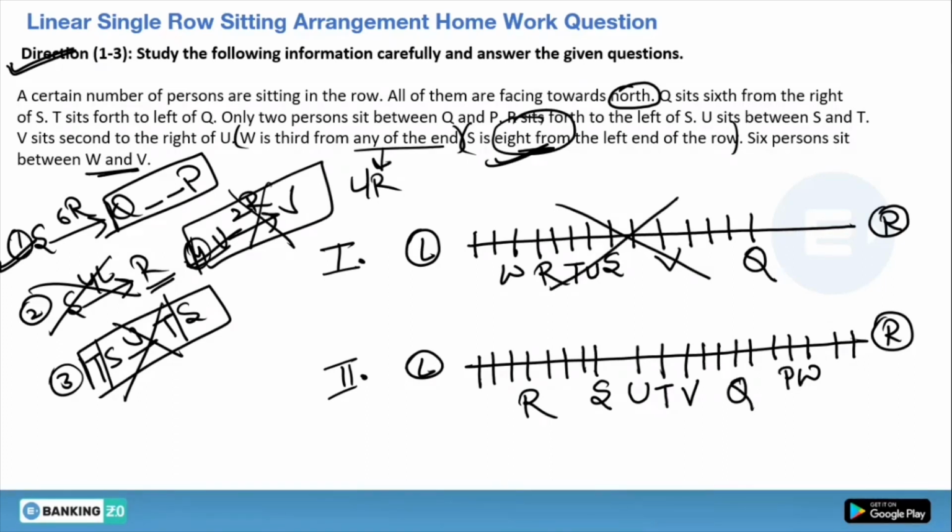Okay, so this is how we have to solve the question of a certain number of persons sitting in a row. Okay, I hope you got it. Now let's solve the questions based on this.